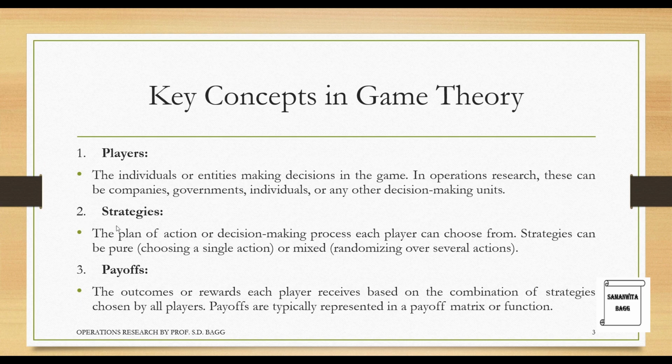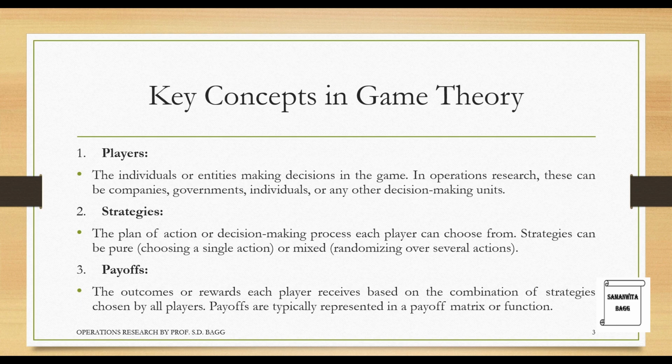The second one is strategies, the plan of action or decision making process each player can choose from. So there will be certain strategies that the two companies which are manufacturing soft drinks have, and they have to make a decision based on whatever strategies or plan of action they have. Strategies can be pure, choosing a single action, or mixed, randomizing over several actions.